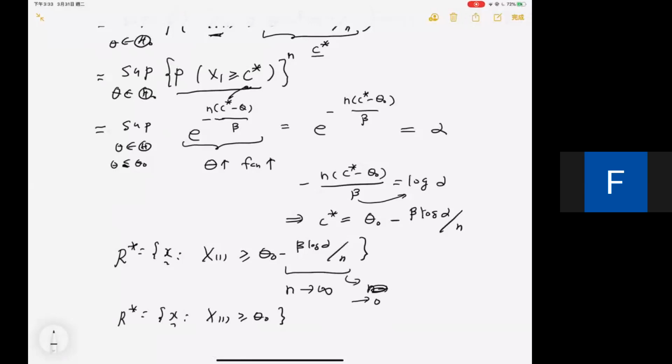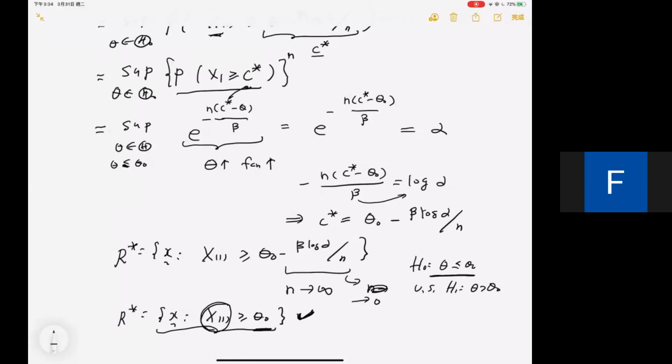So what does that actually mean? What does this rejection region tell you? Imagine your null hypothesis is theta smaller than theta 0. The alternative hypothesis is theta bigger than theta 0. What does this region tell you? This region tells me as long as I see the minimum value bigger than theta 0, I reject the null hypothesis, right? Does that make sense?